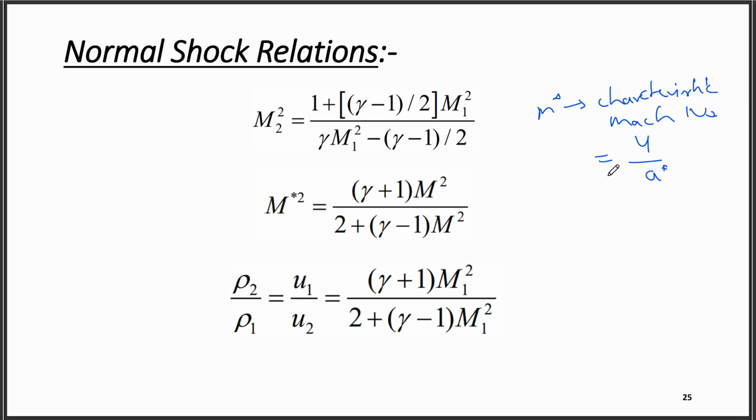For this characteristic Mach number, there is also one more relation, M1 star times M2 star equals 1, which is nothing but Prandtl's relation.